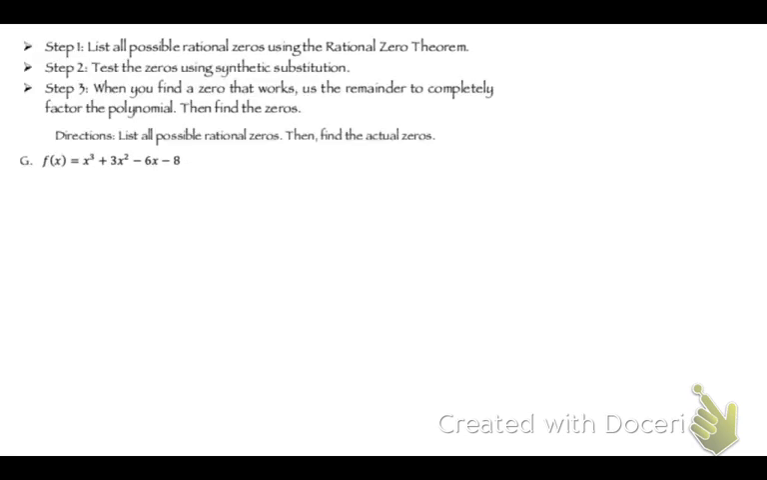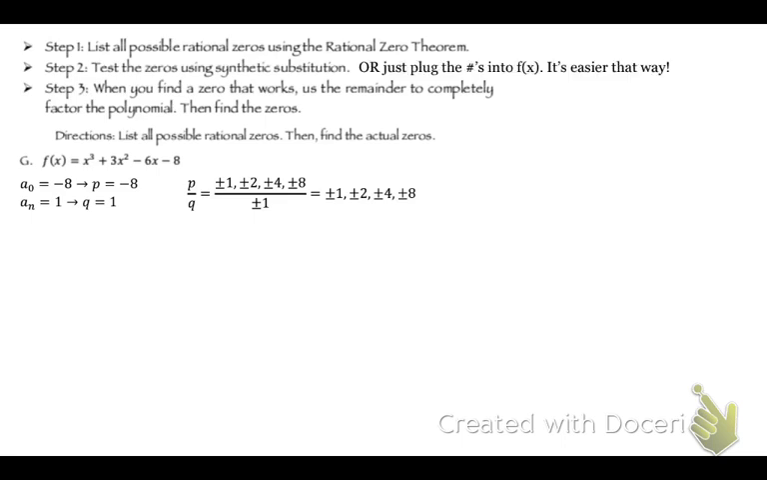So now we need to find the possible rational zeros and then find the actual zeros. Our first step is to list all the possible rational zeros, just what we just did. So a sub 0 is negative 8, a sub n is 1, which means p equals negative 8, q equals 1. So then we have plus or minus 1, plus or minus 2, plus or minus 4, plus or minus 8, divided by plus or minus 1. So those are my possible zeros. Then we're going to test these zeros using synthetic substitution.